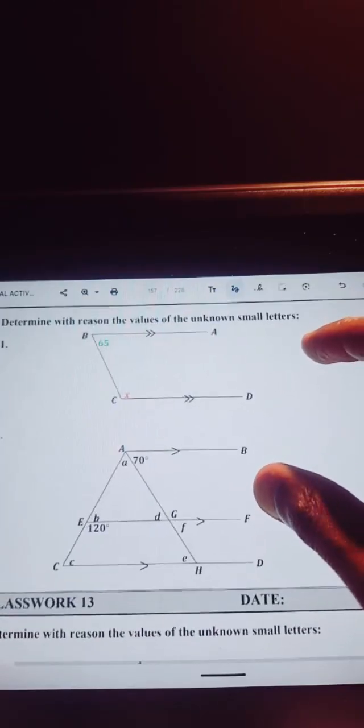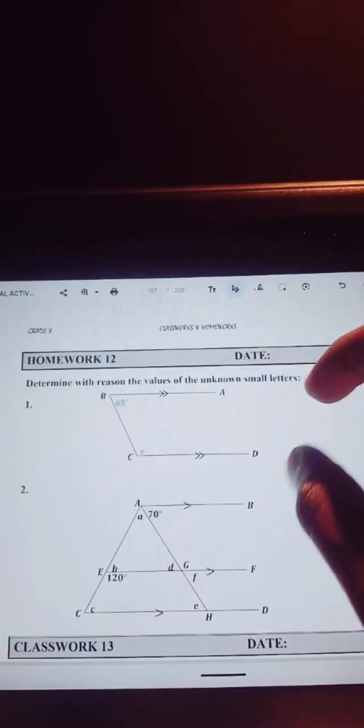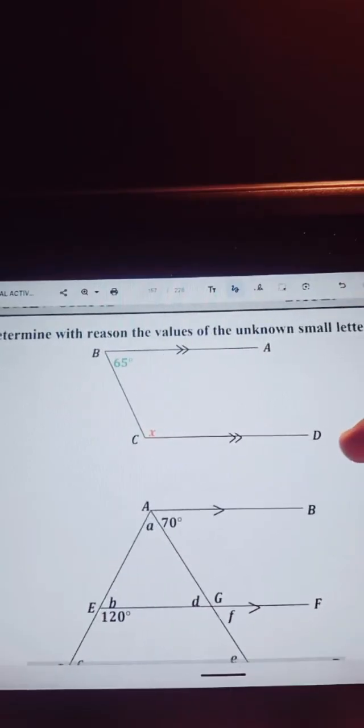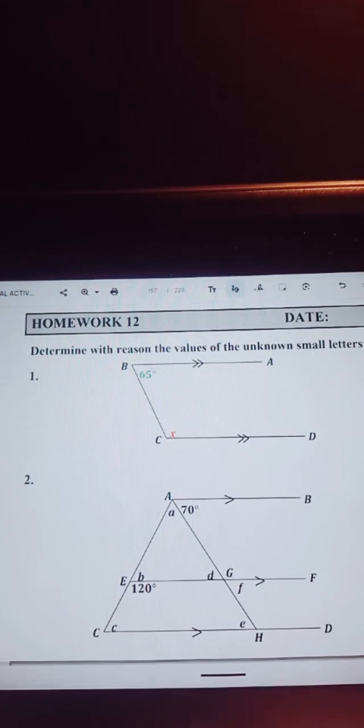Okay, I think let's do these two. This homework 12. Let's do these two. I think it's fair, né? And then I can call it a night. Yo, guys, I've been busy with you here. Can call it a night. Determine with reason the values of the unknown small letters. Okay, the unknown small letters.